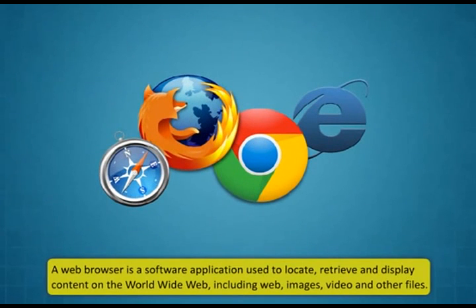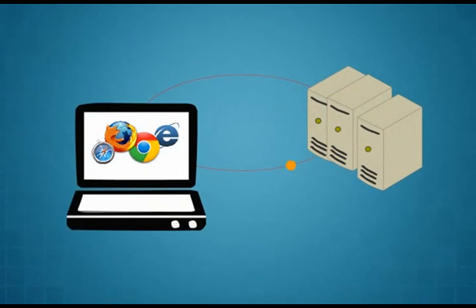A web browser is a software application used to locate, retrieve, and display content on the World Wide Web, including web pages, images, video, and other files. As a client/server model, the browser is the client run on a computer that contacts the web server and requests information. The web server sends the information back to the web browser, which displays the results on the computer or other internet-enabled device that supports a browser.